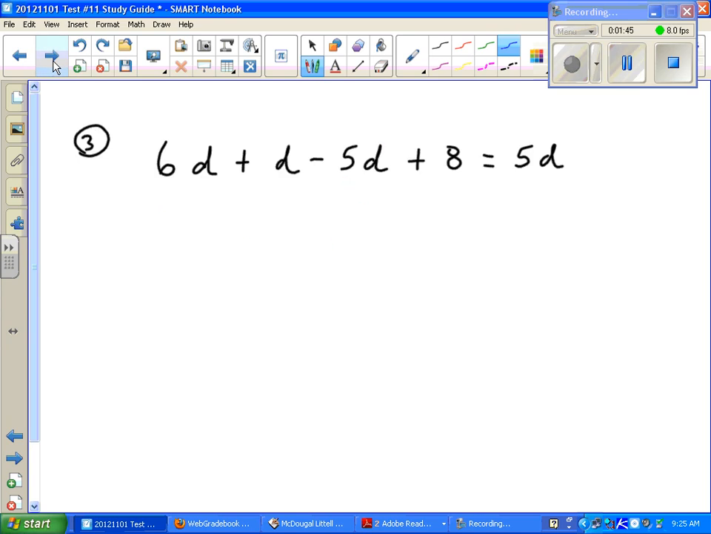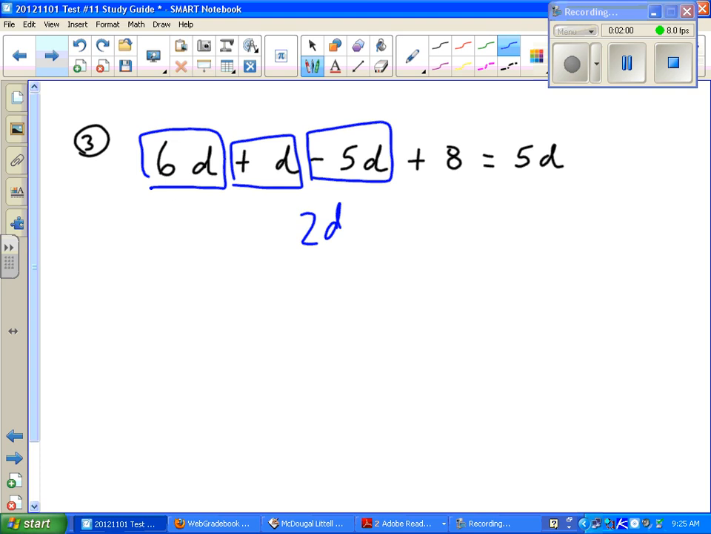Number 3, you have 6d plus d minus 5d plus 8 equals 5d. You have to put all of your like terms together. 6d plus d and minus 5d. 6d plus d is 7d. 7d minus 5d leaves you with 2d plus 8 equals 5d.